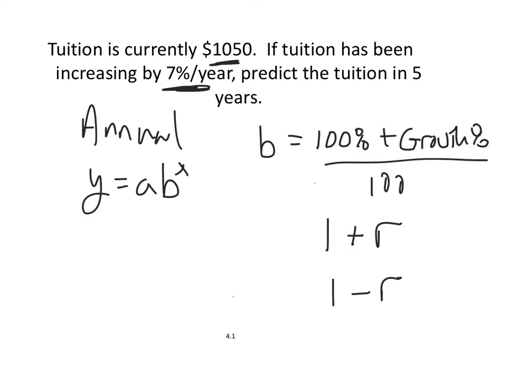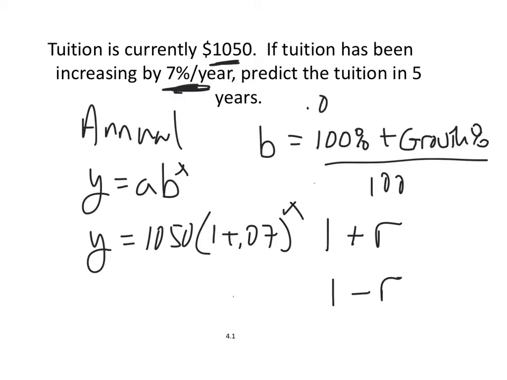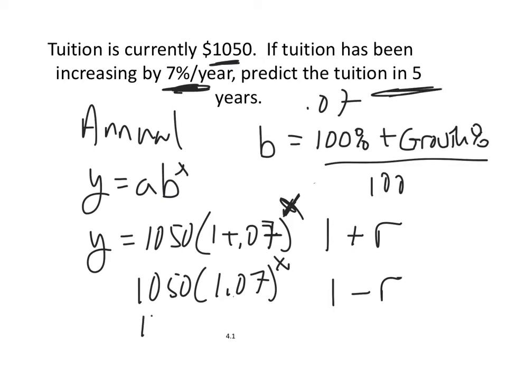So I'm going to write y equals 1,050 times 1 plus 0.07. Remember, 7% is 0.07 as a decimal, two decimal places to the left. I say that because people have gotten that wrong before, so I don't want you to. So I could also just jump to 1050 times 1.07 to the x power. And that's the model. Then they're asking me to make a prediction in 5 years, so x is 5.